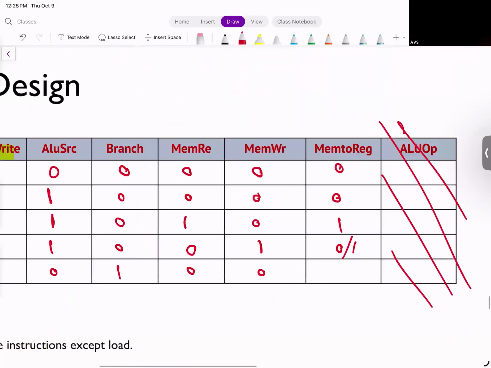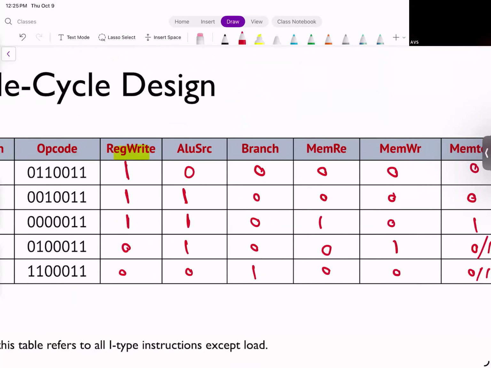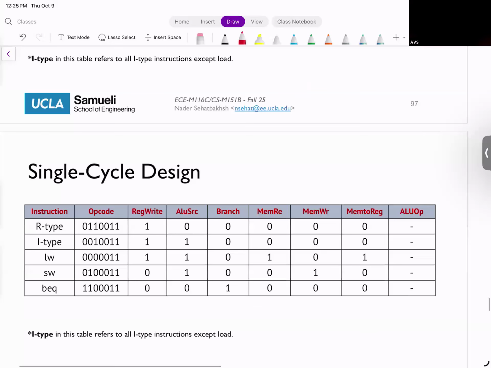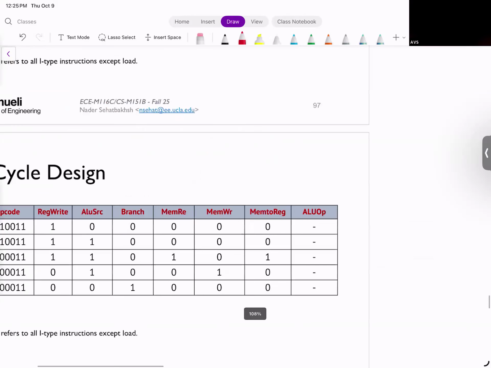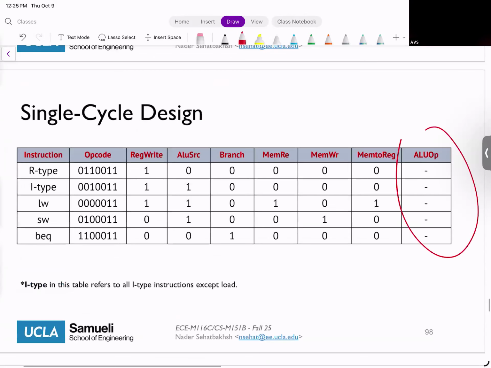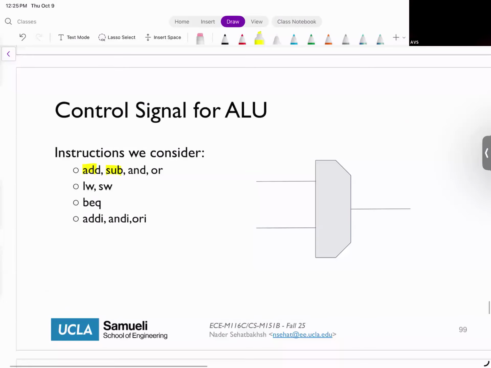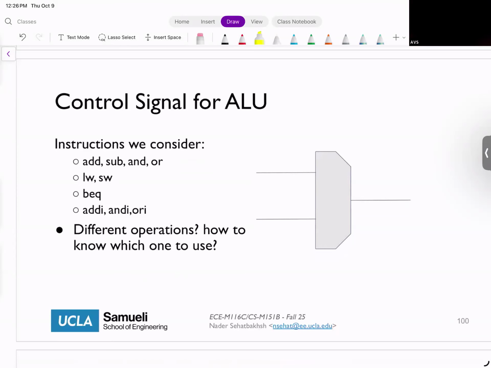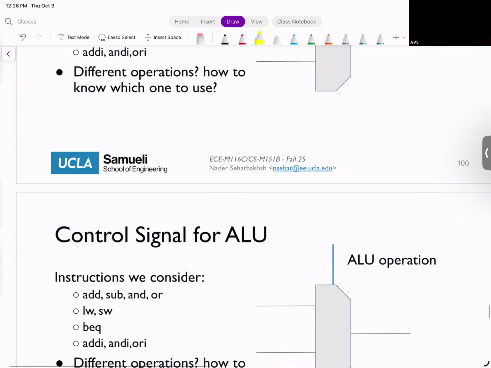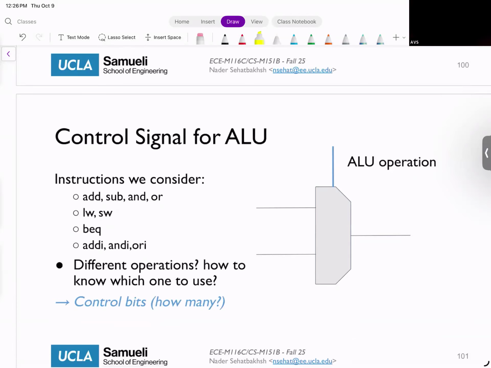Okay. So let's finish this part then. All right, so for ALU, we need to generate the ALU operation. So let's revisit what are the instructions that we are considering. We are considering add, sub, and, or. We have load and store, we have branch equal, we had addi, andi, ori, okay? So what are the operations that we need to use, and which one do we know?